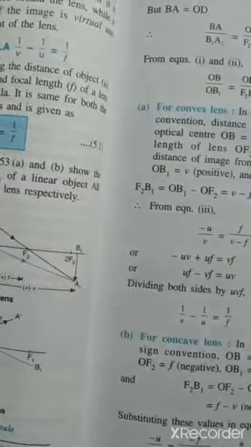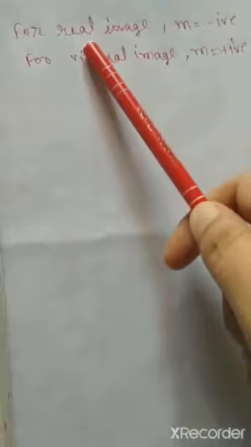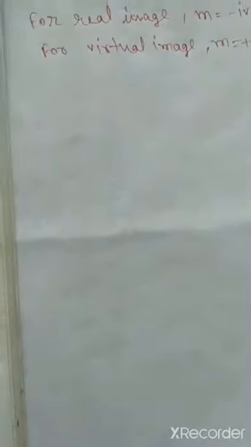So it is very important for you to know that for real image m will be taken negative, for virtual image m will be positive. That means for concave lens m will be taken positive, and for convex lens m will be taken negative, except in the last case of convex lens, when the object is kept between optical center and F1. In that case the image formed is virtual, and for convex lens we will take m negative.